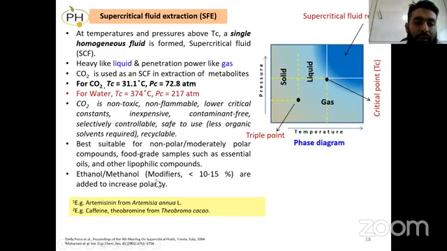In this method, you can add ethanol or methanol, which are known as modifiers, and it should be less than 10 to 15 percent. These are added to leach out the compounds which are polar in nature. So methanol and ethanol are used as modifiers. Here are two examples: artemisinin from the Artemisia annua plant, and caffeine from the Theobroma cacao plant.